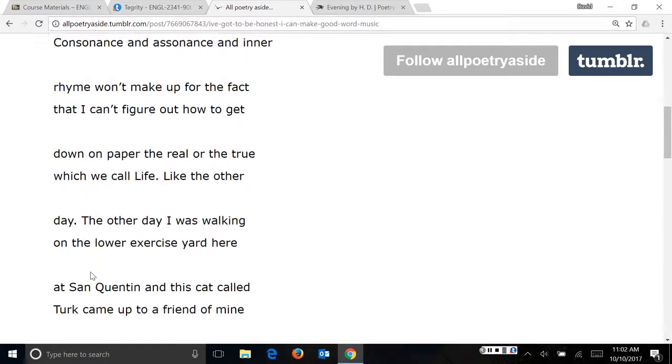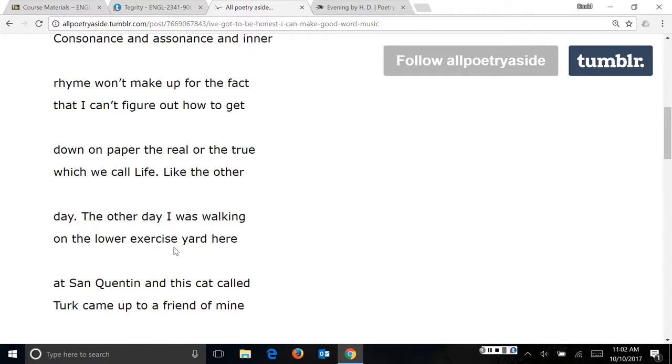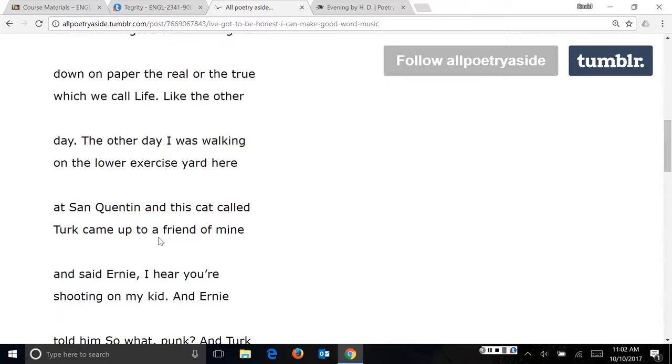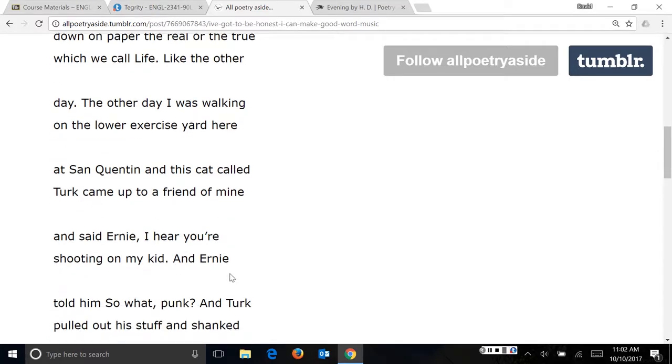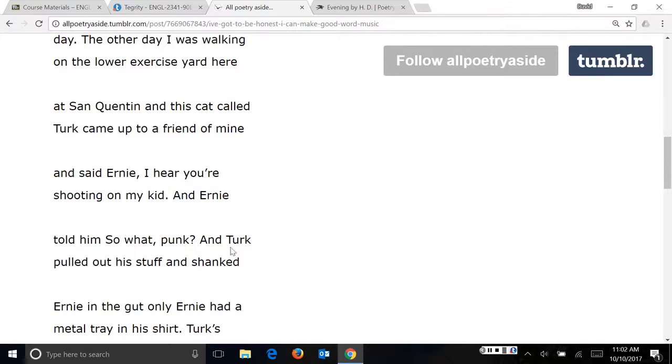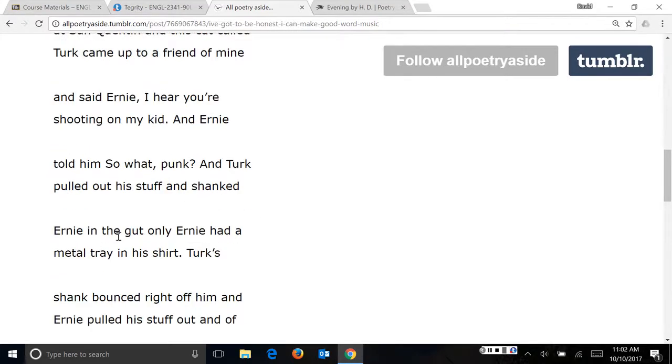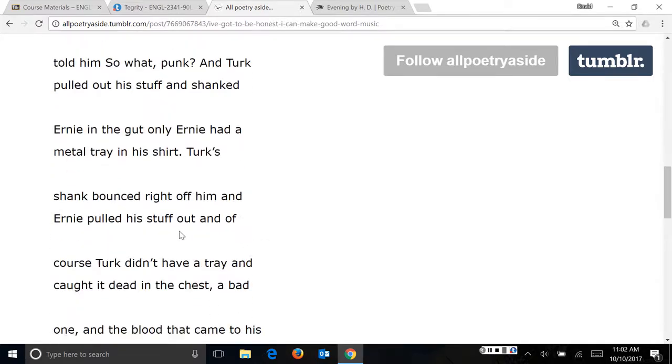Like the other day I was walking on the lower exercise yard here at San Quentin, and this cat called Turk came up to a friend of mine and said, "Ernie, I hear you're shooting on my kid." And Ernie told him, "So what, punk?" And Turk pulled out his stuff and shanked Ernie in the gut, only Ernie had a metal tray in his shirt. Turk's shank bounced right off him, and Ernie pulled his stuff out, and of course Turk didn't have a tray and caught it dead in the chest.